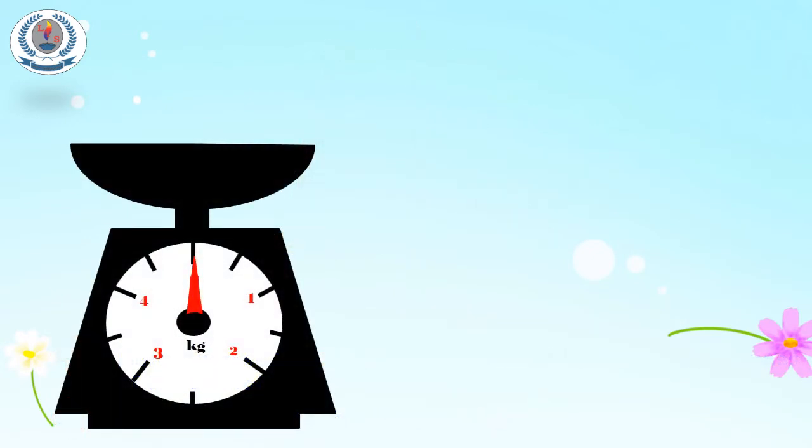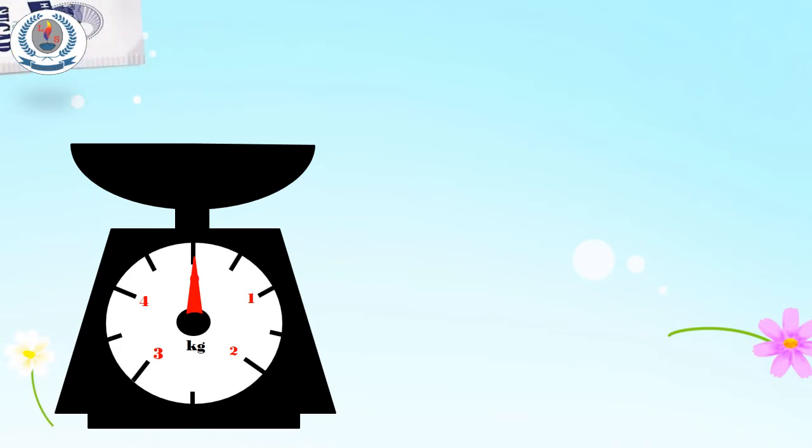We can measure the masses of objects in kilograms using another kind of weighing scale. Now look at the scale. Maybe you have seen this type of scale earlier. Can you see there are numbers in red color? 0, 1, 2, 3 and 4. So using this scale, we can find masses up to 5 kilogram.